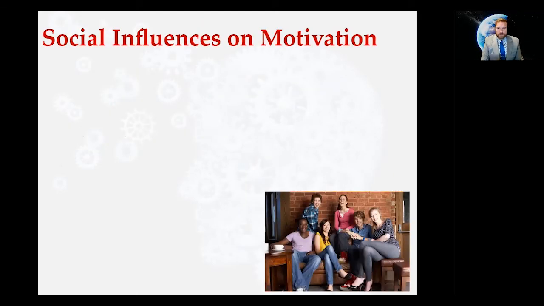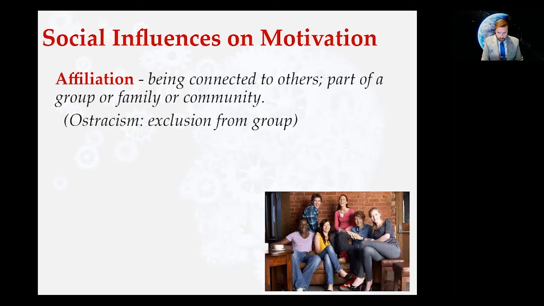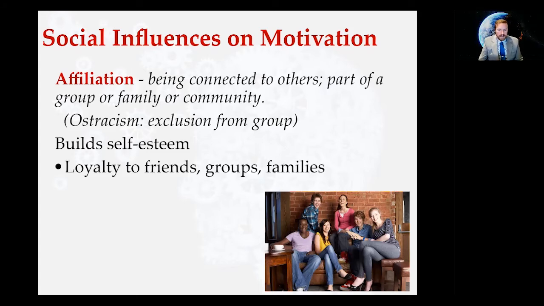Social influences on motivation. Affiliation is being connected to others, being part of a community or family. Ostracism is exclusion from a group. Why do we do this? Affiliation, being part of a group, helps build our self-esteem. It encourages loyalty to our friends, groups, and families that we belong to.